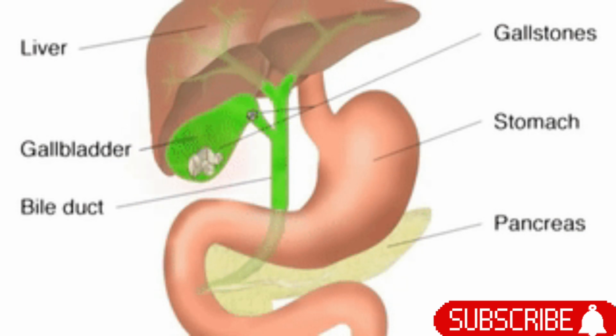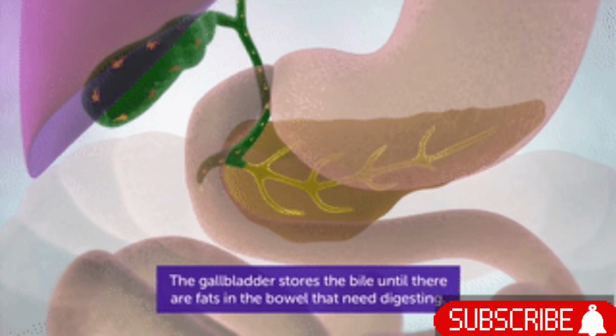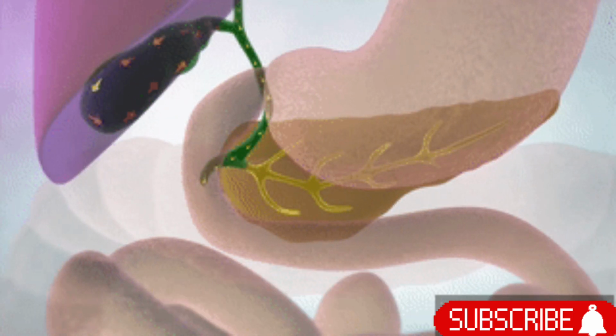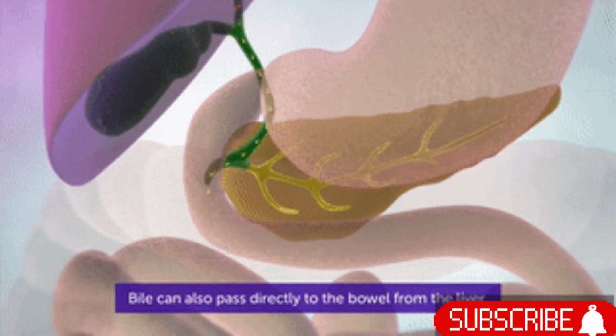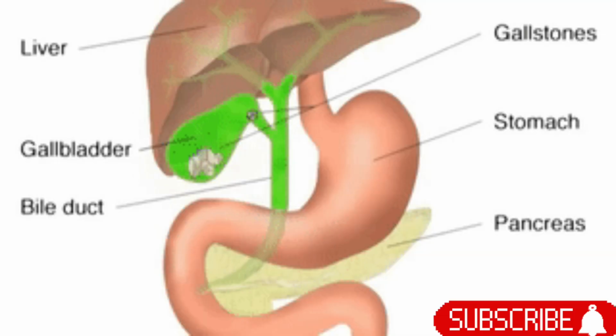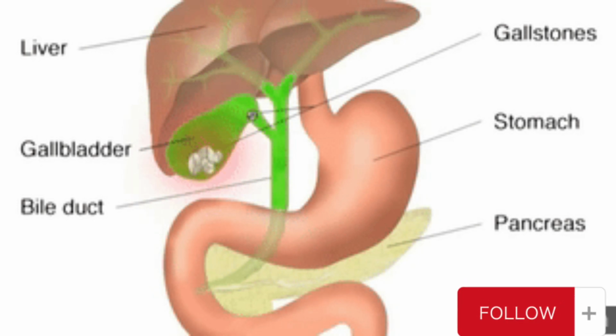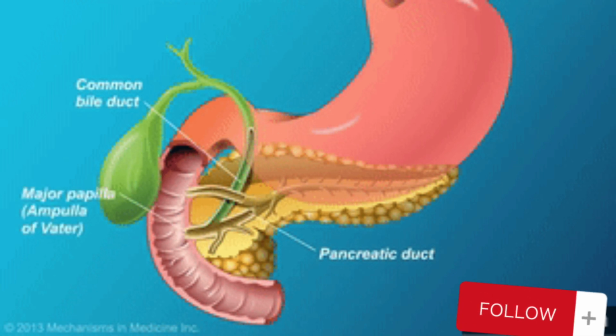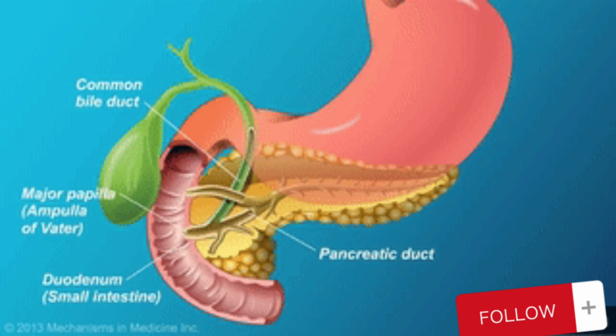Number one, when the liver cells secrete bile, it is collected by a system of ducts that flow from the liver to the right and left hepatic ducts. These ducts ultimately drain into the common hepatic duct. The common hepatic duct then joins with the cystic duct from the gallbladder to form the common bile duct. This runs from the liver to the duodenum, the first section of the small intestine.